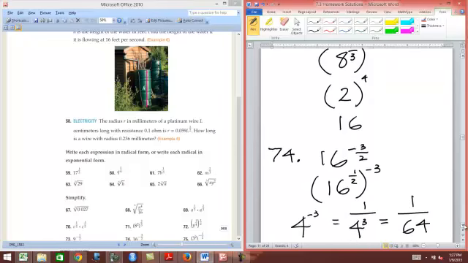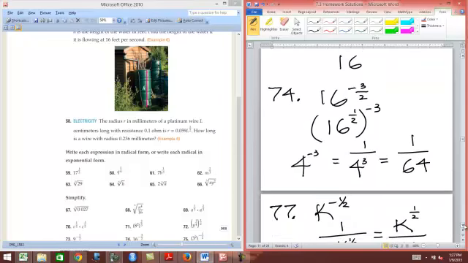Problem 74: 16 to the negative 3/2. So I'm going to take 16 to the 1/2 and then deal with the negative 3. 16 to the 1/2 is 4. 4 to the negative 3 is 1 over 4 cubed, which is 1 over 64.